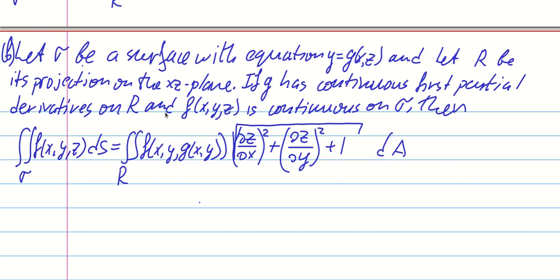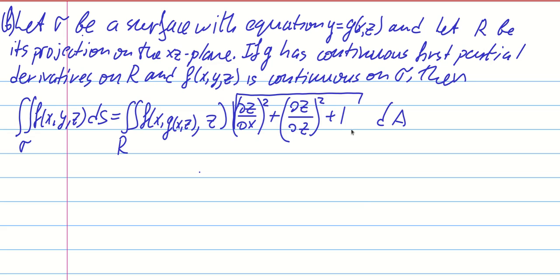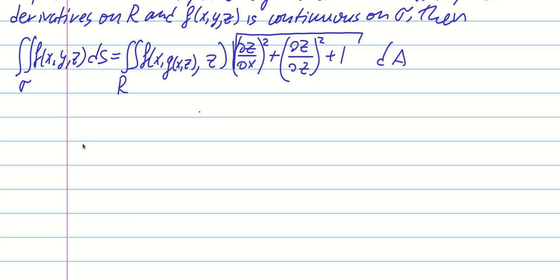If g has continuous first partials on sigma, then the integral of f of x, y, z. So instead of y here, we're going to put g of x and z, and here we're going to put the first derivative with x, and the second derivative with z, and that would be our answer. So we use the xz plane for the projection. But also we can use the yz plane as a projection.